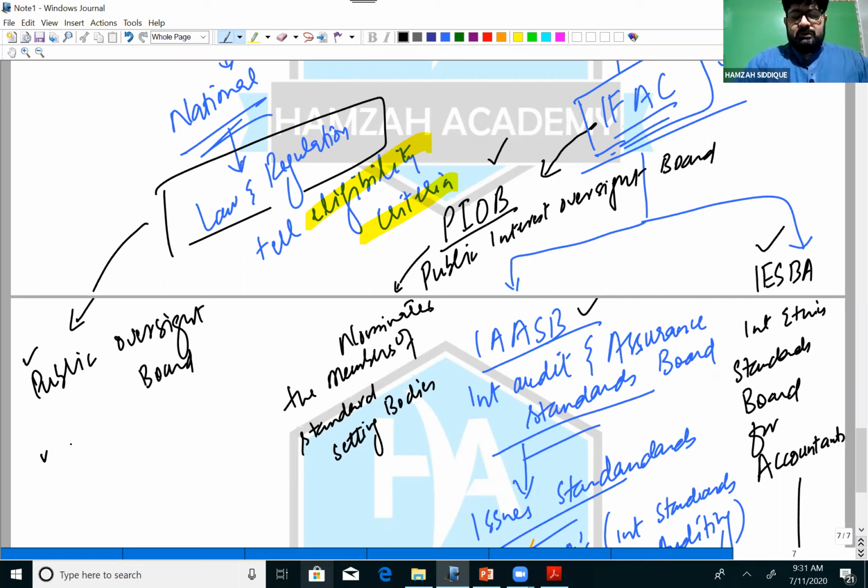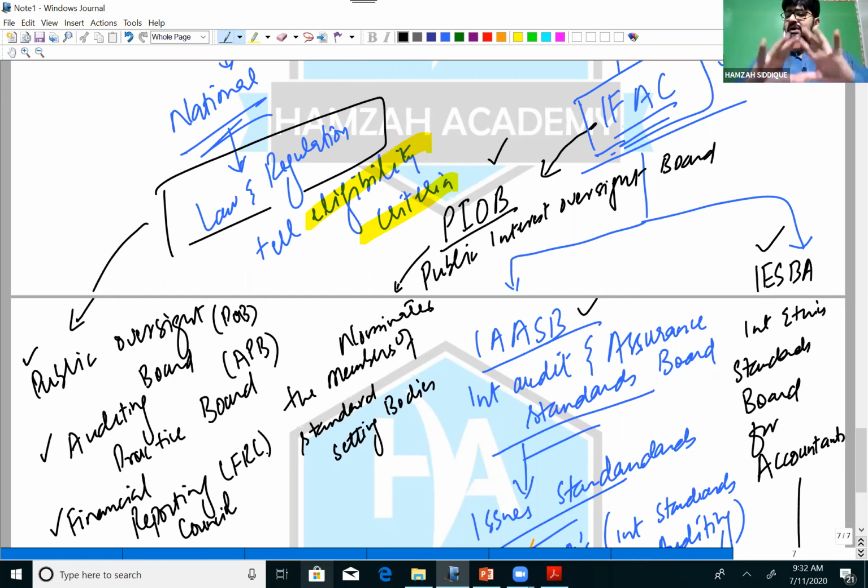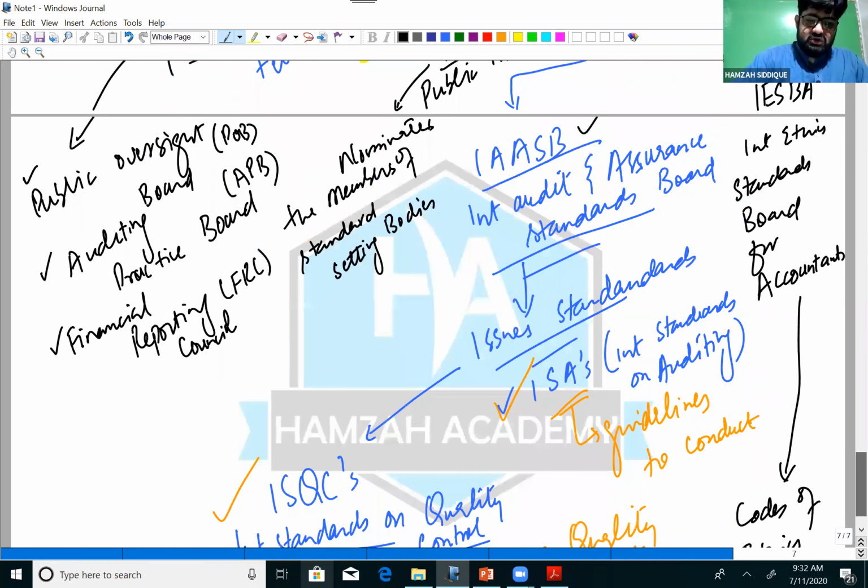There is Auditing Practice Board in UK. Auditing Practice Board, APB. Yes, this is POB. And there is the Financial Reporting Council, FRC. In the UK, these are the three bodies which actually oversee and manage the overall different aspects of the auditor's work. Yes, these are the bodies.